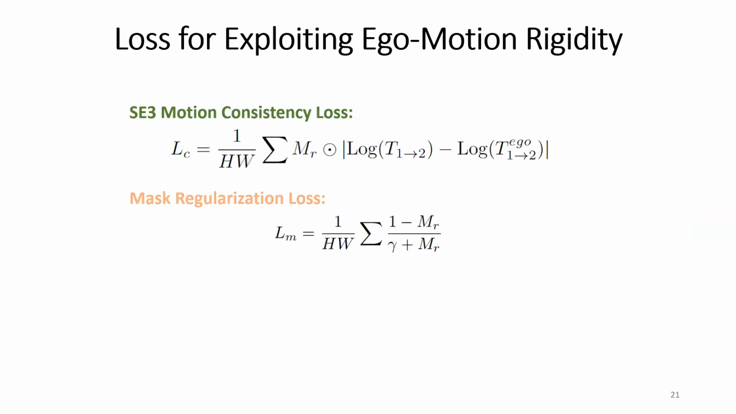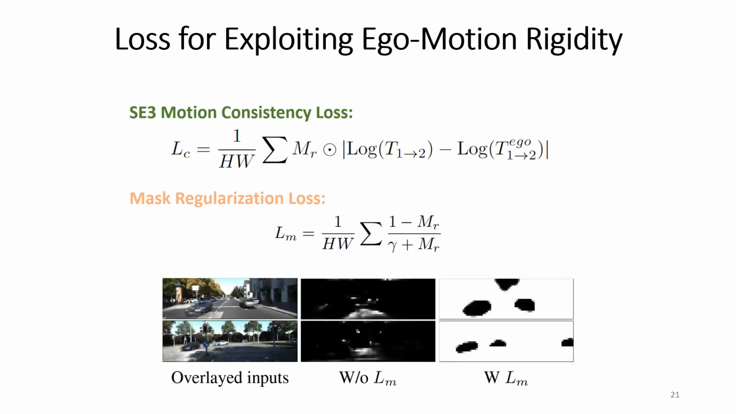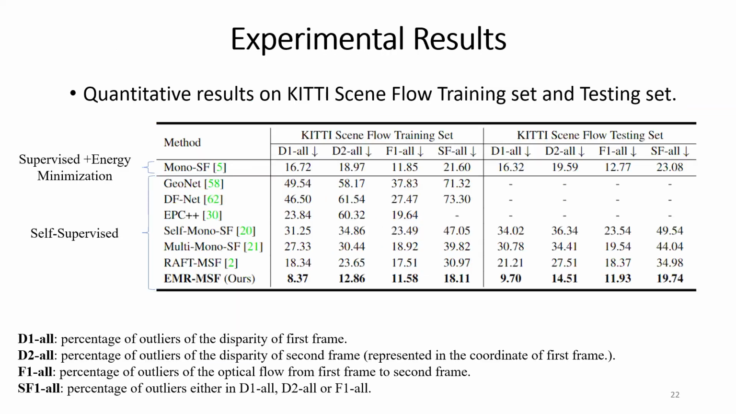To explicitly enhance motion rigidity within large static areas, we introduced two additional loss functions. The SE3 motion consistency loss enforces coherence between the estimated ego-motion and pixel-wise SE3 motion within the rigidity soft mask. We introduced the mask regularization loss to enhance the precision of the learned soft mask in pinpointing static regions, as demonstrated in the visualization.